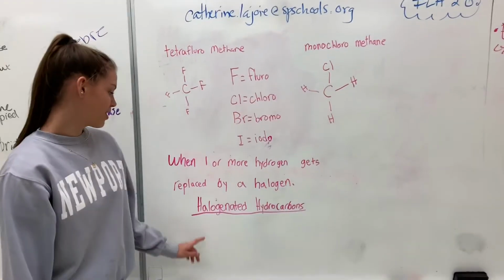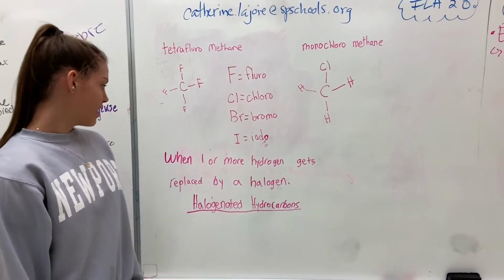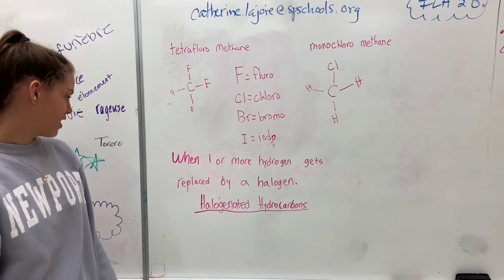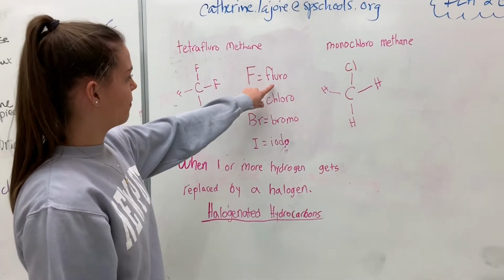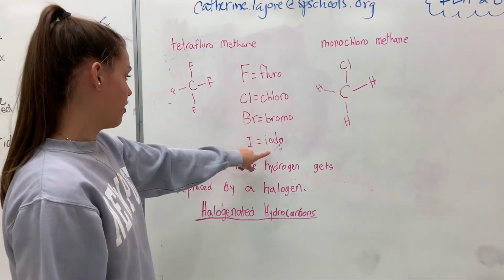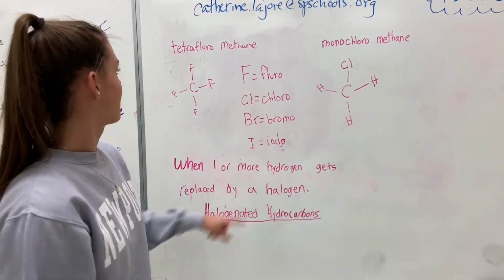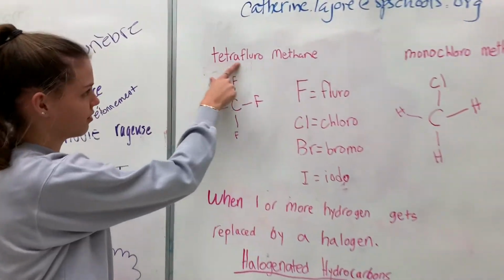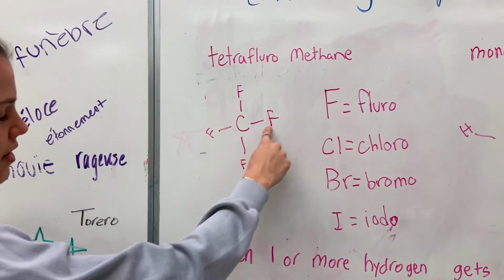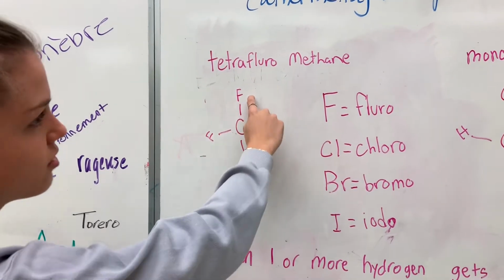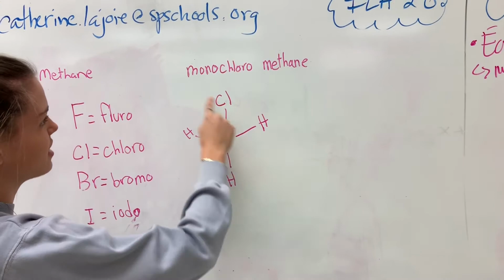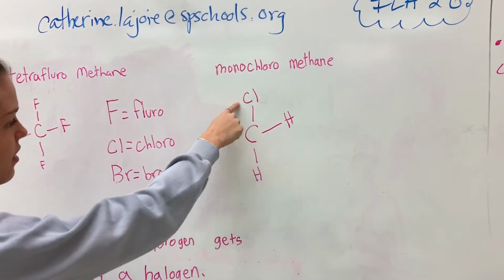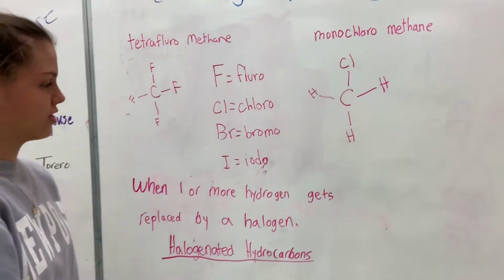Okay, so next we're going to talk about halogenated hydrocarbons. It's when one or more hydrogens get replaced by a halogen. So a few of these would be fluoro, chloro, bromo, or iodo. And then here's an example of a tetrafluoromethane. So it's when one carbon and all 4 of them are fluoros. And then here is 1 carbon, 3 hydrogens, and 1 chloro right here. And these are all examples of halogenated hydrocarbons.